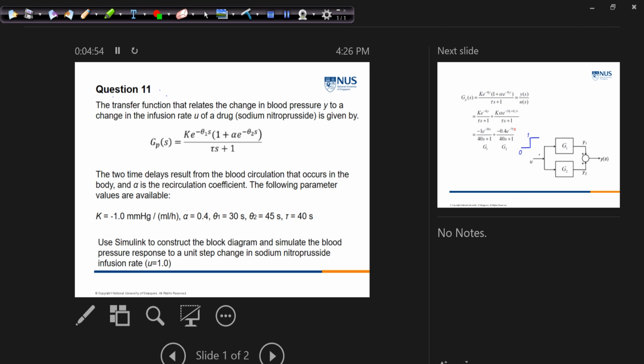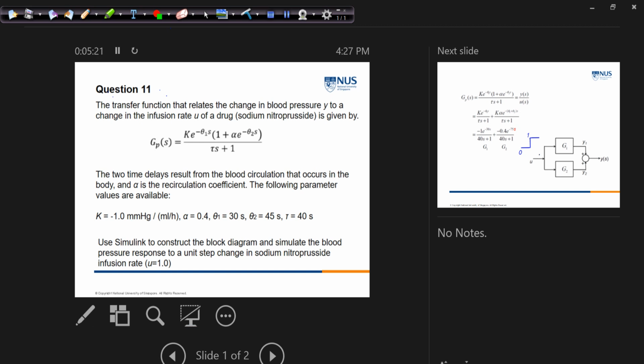This question asks you to use Simulink to construct the block diagram and simulate the blood pressure response to a unit step change in the input infusion rate. So this unit input has a step change from 0 to 1. This is the overall statement. This is a good example of how you can use the knowledge you learned in class to describe real-world examples.